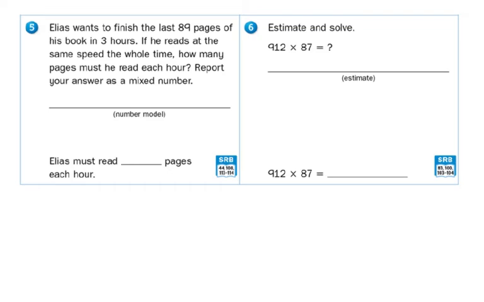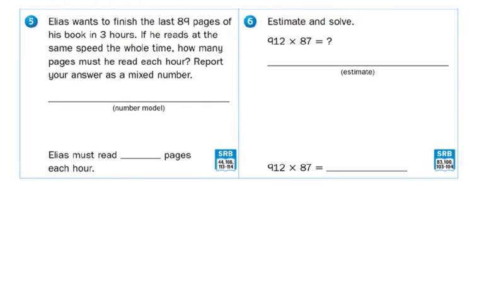Elias wants to finish the last 89 pages of his book in 3 hours. If he reads at the same speed the whole time, how many pages must he read each hour? Report your answer as a mixed number. So I'm going to take the 89 pages he has left and write that over the 3 hours. In other words, you have to divide.